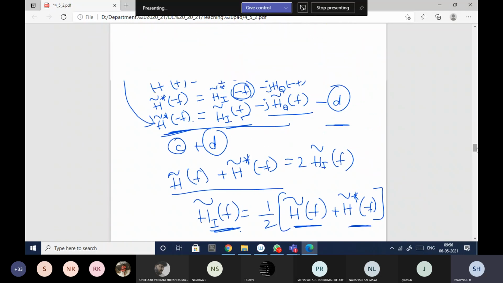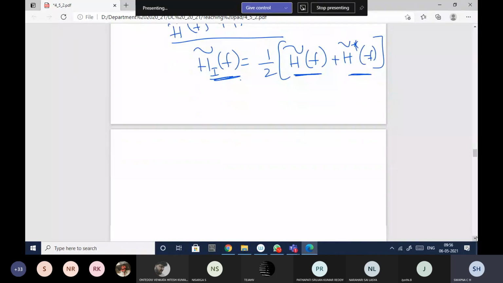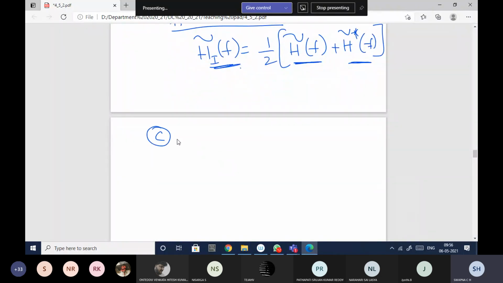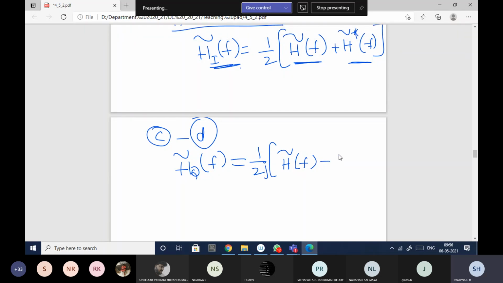But once you know H_I tilde of f, you need to get H_Q tilde of f also. Now I'll subtract C and D, C minus D. You just do it, tomorrow we'll see. H_Q tilde of f will be equal to 1 by 2j, H tilde of f minus H tilde star of minus f. This is what you're going to get. You can try this and tell me tomorrow.